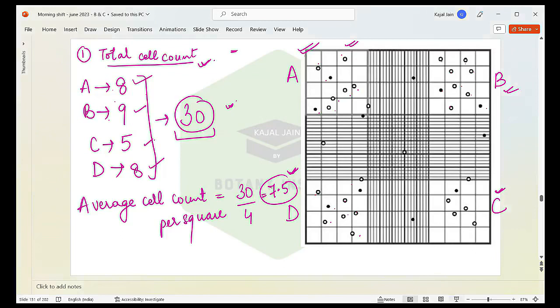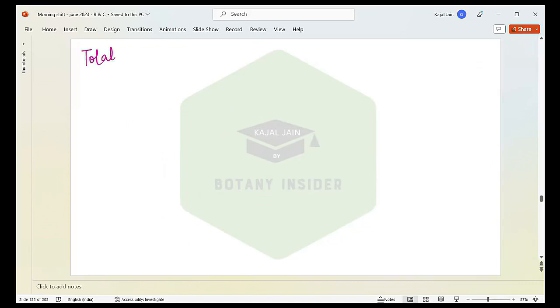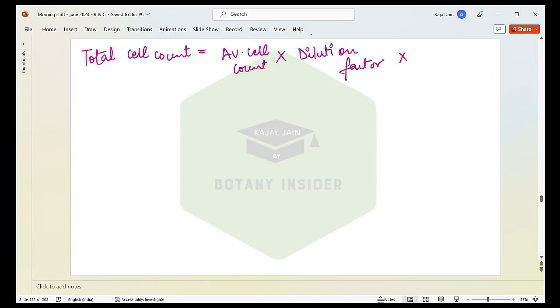Now, this is just your average cell count. What do we have to find out? We have to find out the total cell count that is given to you. So, how do we calculate the total cell count? For total cell count, you have a specific formula. What is the formula over here? Total cell count is equal to the average cell count in your square multiplied by the dilution factor, multiplied by 10,000.